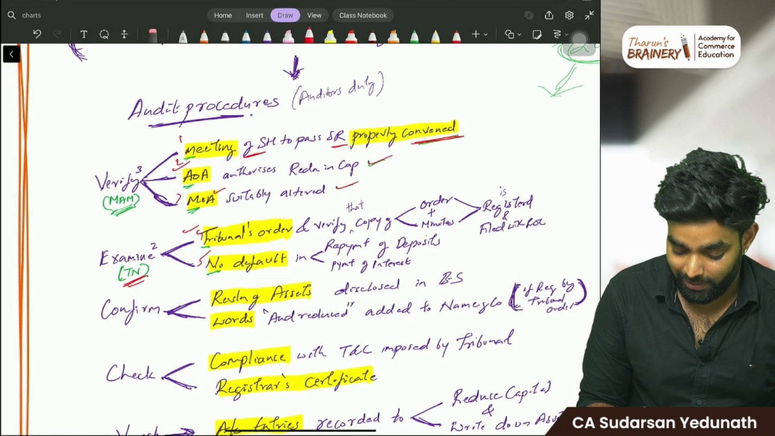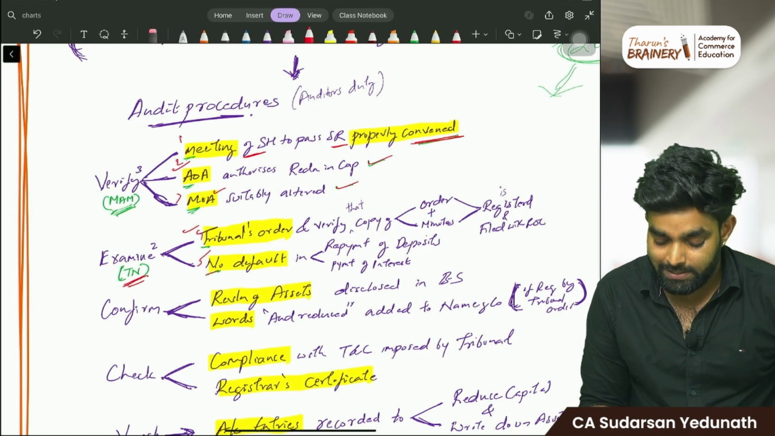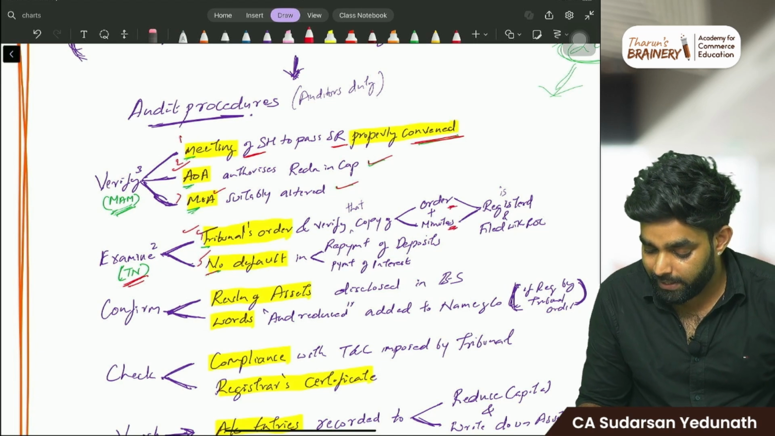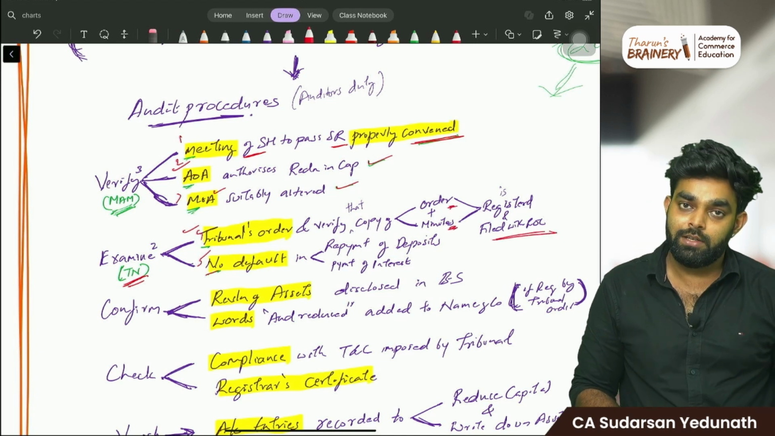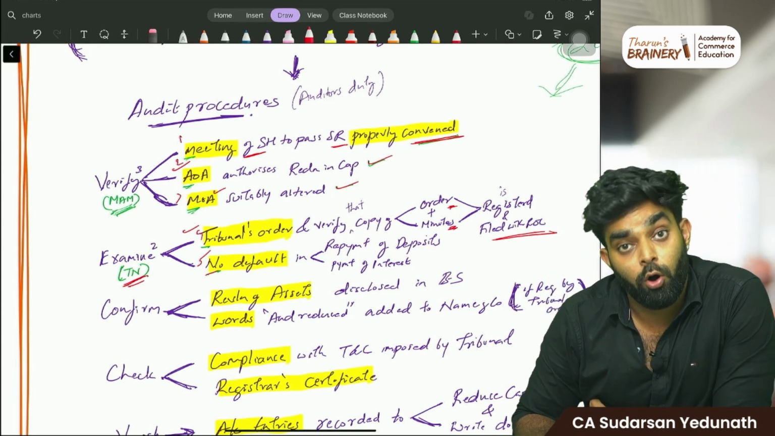So examine Tamil Nadu. Examine tribunal. T means tribunal's order. N means no default. Examine tribunal's order and verify that the copy of the order plus minutes is registered and filed with ROC. To reduce share capital, you get it sometimes because of a tribunal's order.